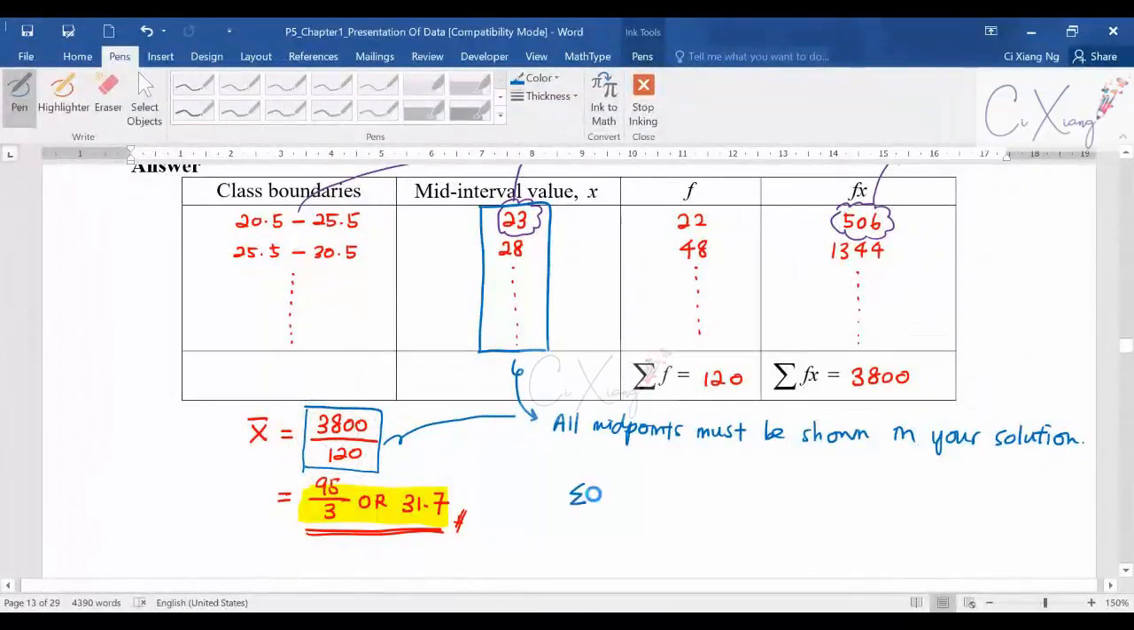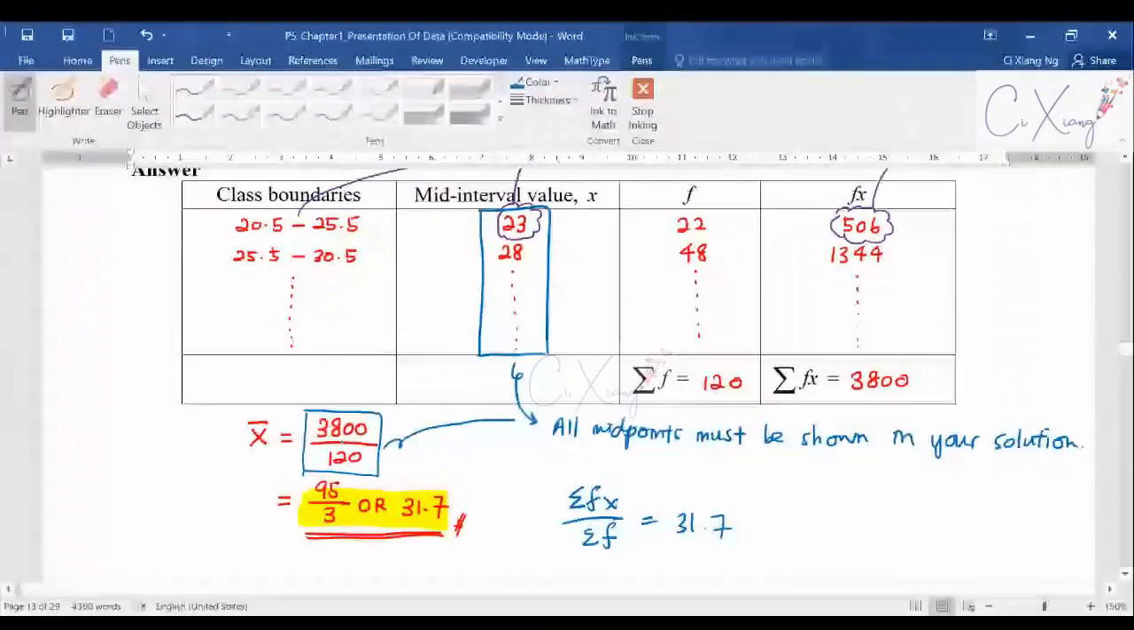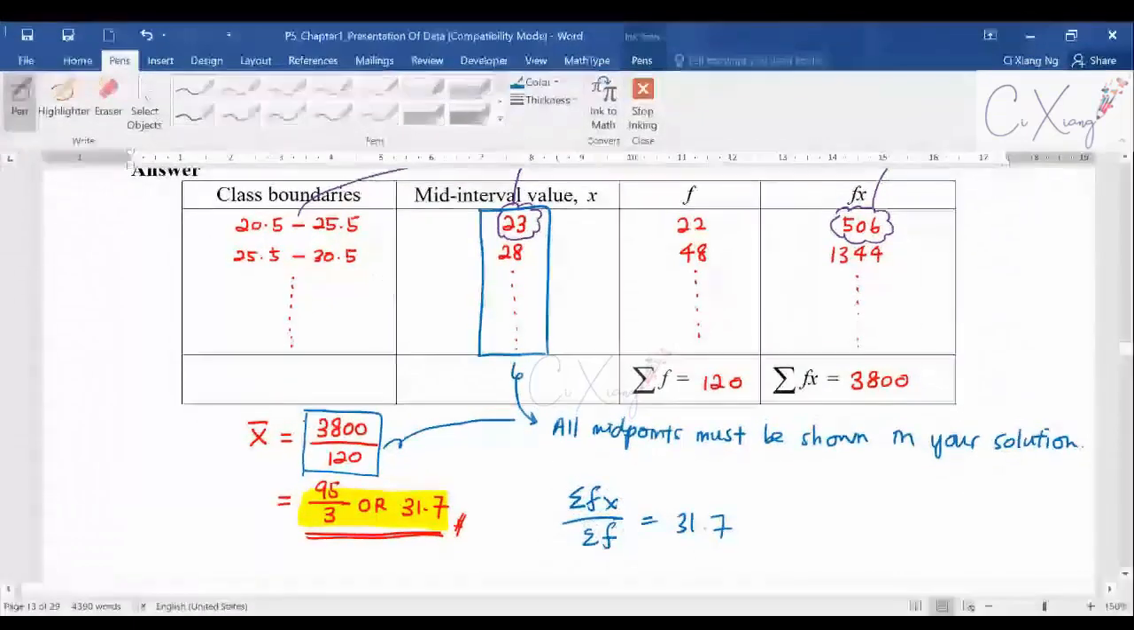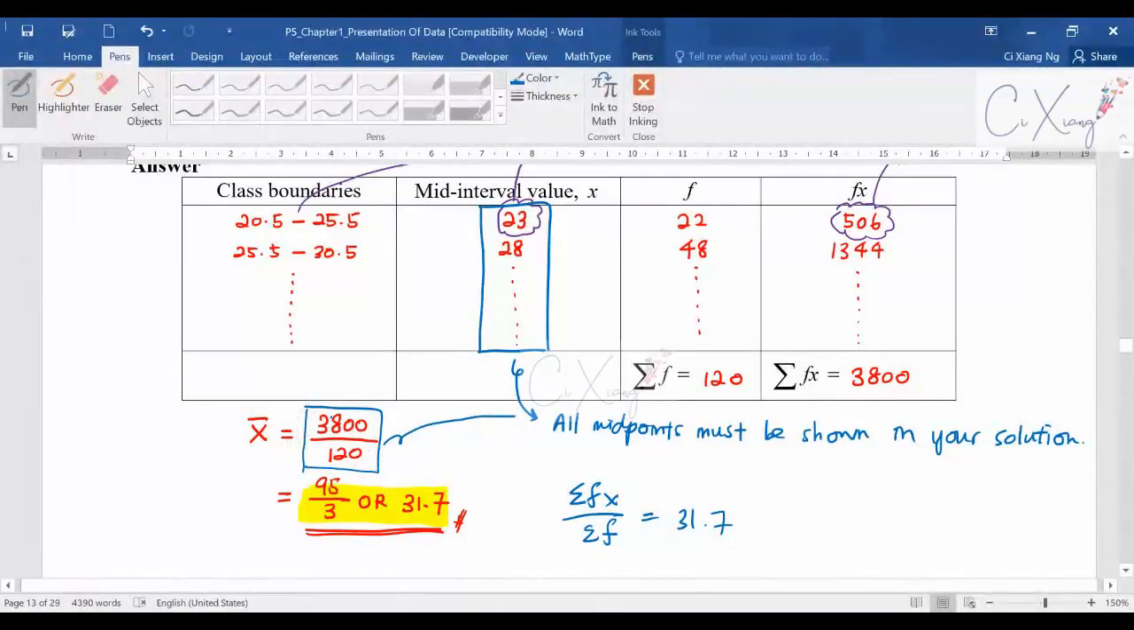So don't ask me, can I write it out like this: summation fx divided by summation f equals 31.7? If you write it like this in your solution, you lose 1 mark, because you didn't show the numbers. You only show the formula, and the formula will not be given any mark. In A-level, if you want to get some method marks from the formula, you have to substitute the values into the formula to get a mark. Then usually the answer will be 1 mark.